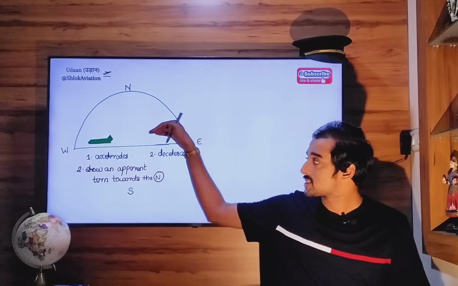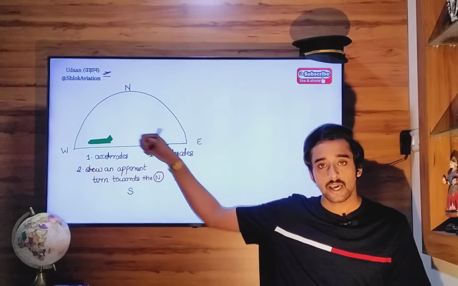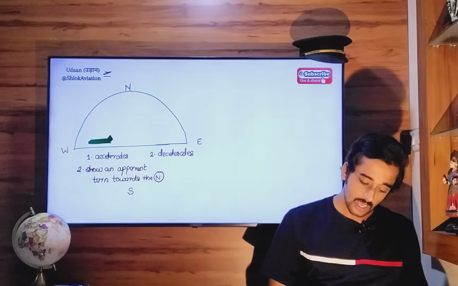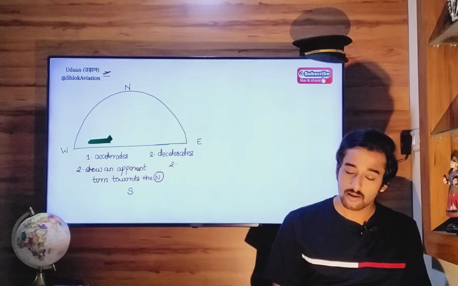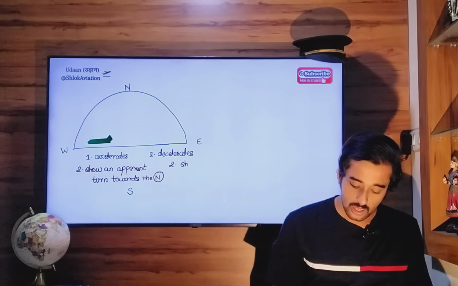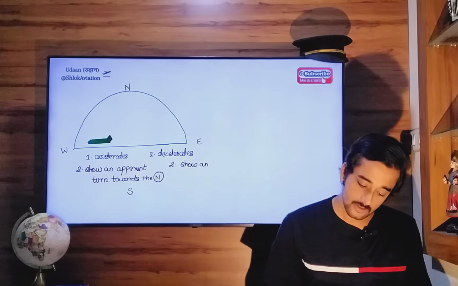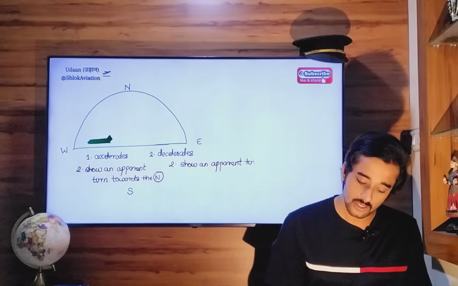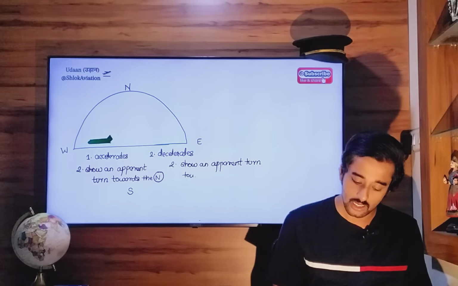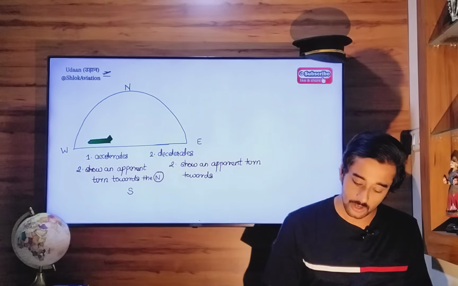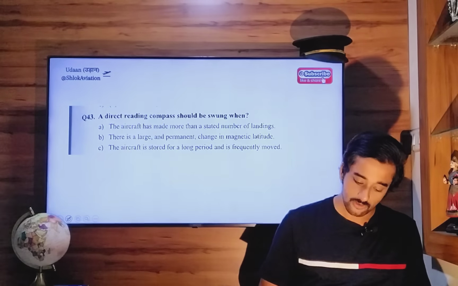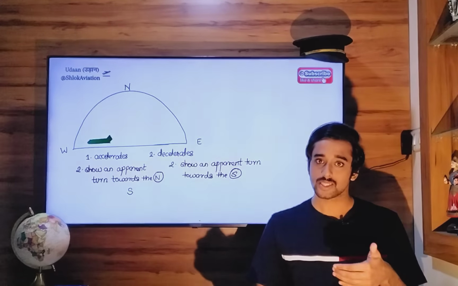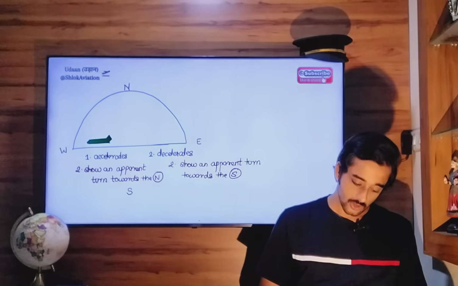If you are flying in a westerly direction in the north hemisphere and you decelerate your aircraft, you slow down the true airspeed of your aircraft, what will happen? The magnetic compass will show an apparent turn towards the opposite pole. Now you are in the north hemisphere, so it will show a turn towards the south pole. Okay. So this is what happens.